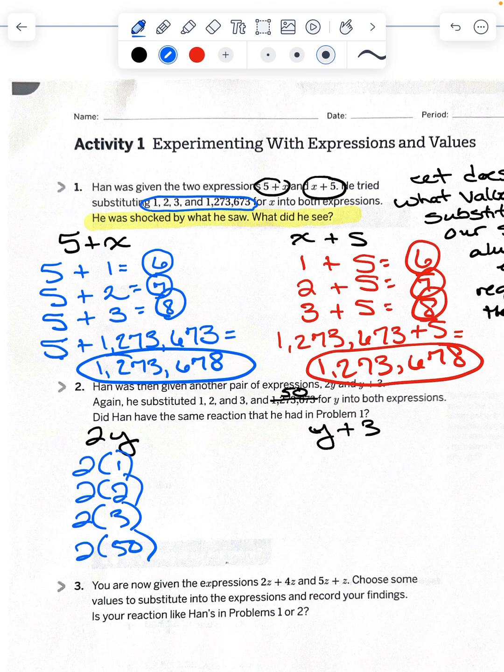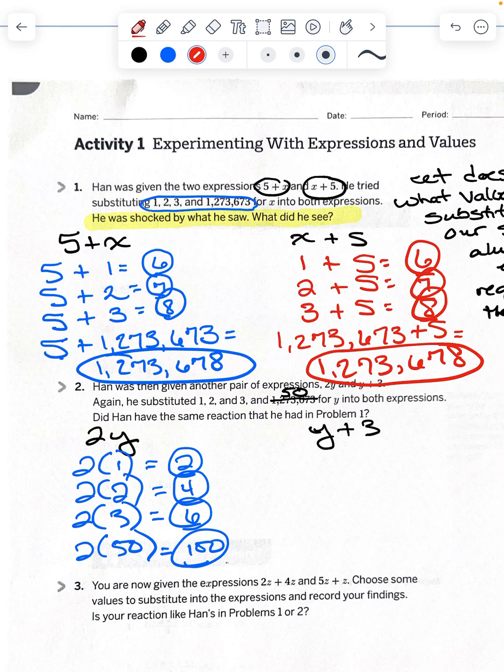Okay, so I'm going to substitute in 1 for y, 2 for y, 3 for y, and 50 for y on the left. Guys, remember, a number next to a letter means multiplication. So it's 2 times y, or 2 times 1 is 2. 2 times 2 is 4. 2 times 3 is 6. 2 times 50 is 100.